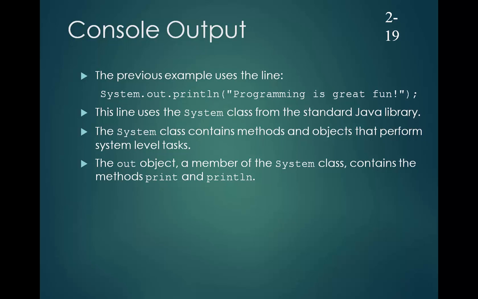You can see from this line that it uses a class called System because it starts out with the word System. It's in uppercase, and in Java we put our class names in uppercase like that. Okay, and System has a set of methods, its own set of methods and objects that perform system level tasks. In this case, println is the method that we're using. And what println does is it will print a string to the console.